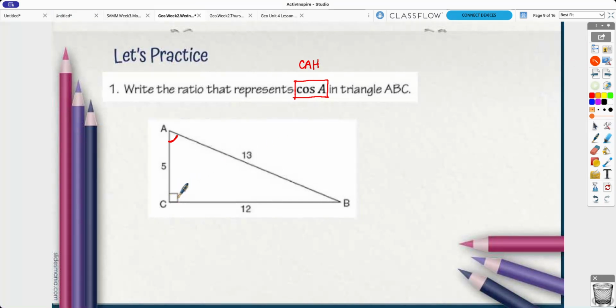Okay, so here is our right angle at C. Across from C, this is our hypotenuse. Across from A, that's the opposite side. And next to A, that is the adjacent side. So for cosine A, cosine A is equal to the adjacent side, which in this case is 5, over the hypotenuse, which is 13.